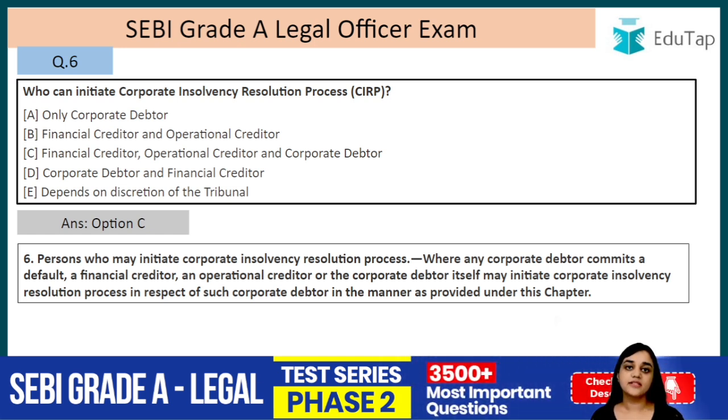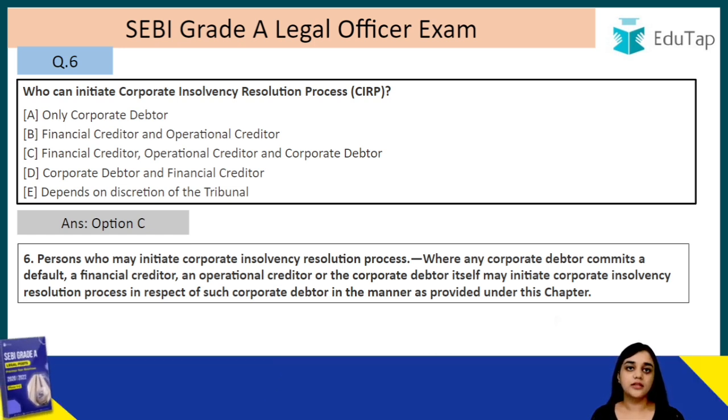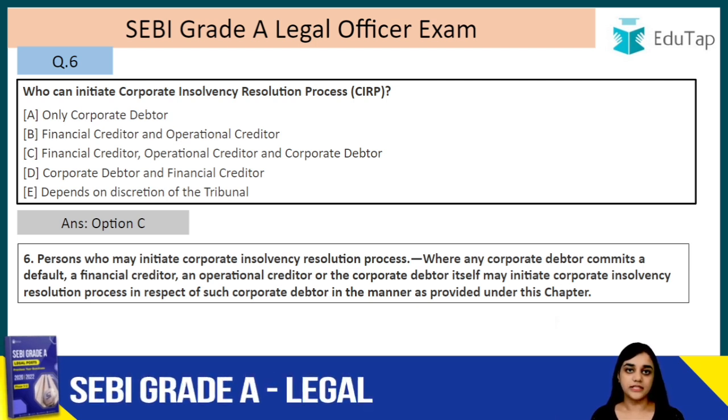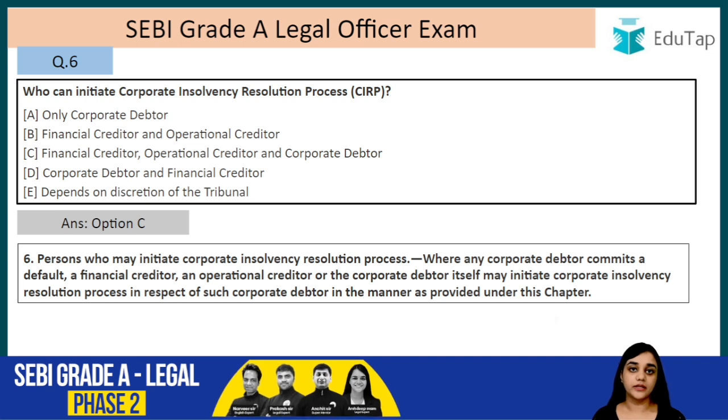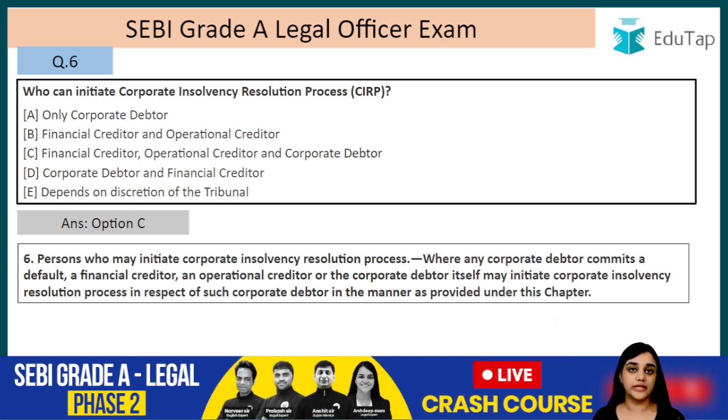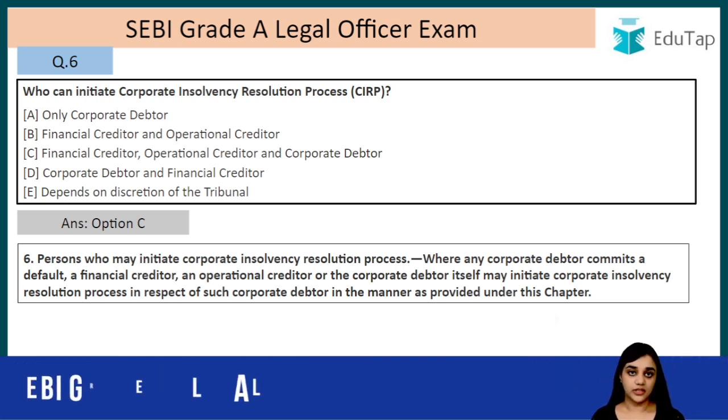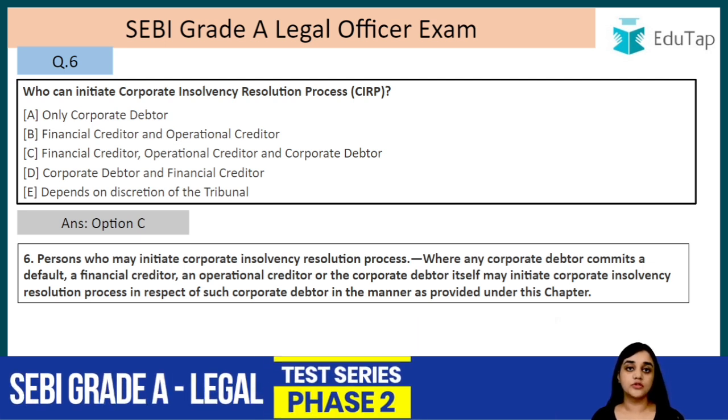So now in this case, the financial creditor is taking A Limited to the NCLT for the adjudication. But who are the other persons who can initiate this process? The operational creditor can also do so, and the corporate debtor himself can also move an application to the NCLT saying that I want to start this process, right? So these are the persons who can initiate this process.